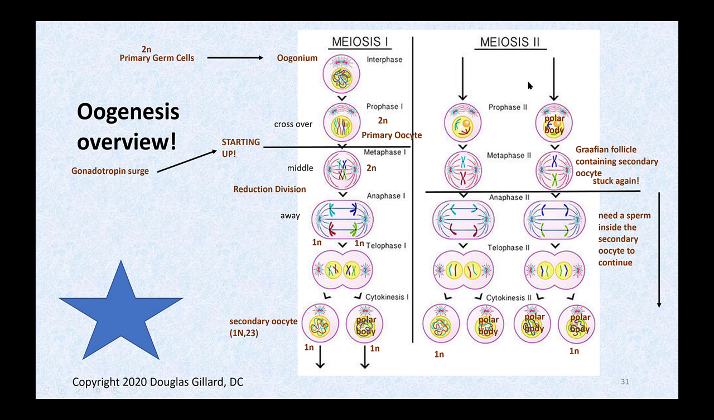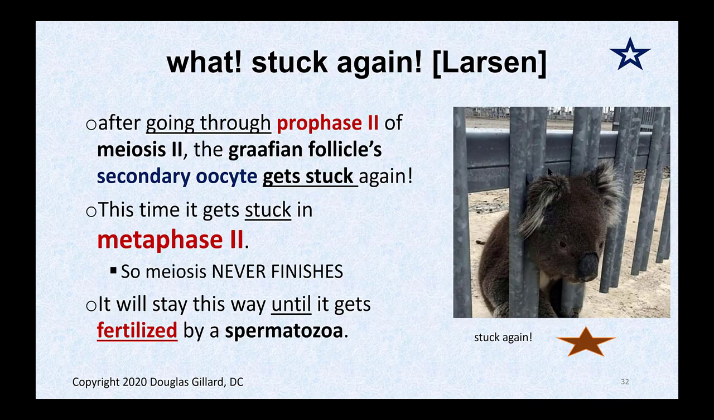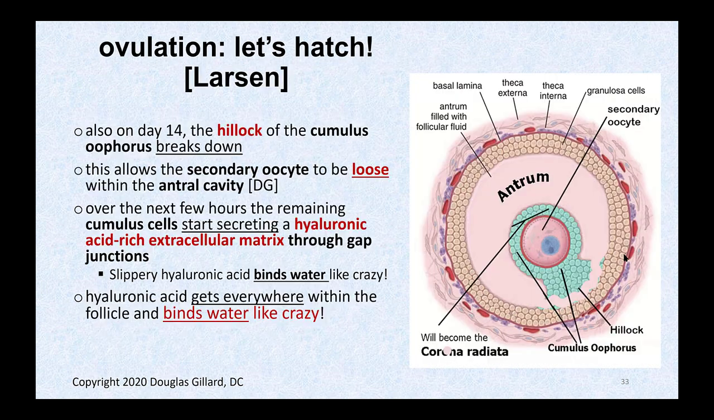We're gonna start prophase two, and this time we're gonna get stuck in metaphase two, again. But I got ahead of the slide, so yeah, stuck again. Koala bear's got his head stuck. So after going through prophase two, the graafian follicle's secondary oocyte gets stuck again, and we don't know why, but it does. But this time it doesn't get stuck in prophase. Remember, it got stuck in prophase one. Now the secondary oocyte gets stuck in metaphase two, and it never finishes, and it probably won't. The only time it'll ever finish meiosis two is if a sperm fertilizes it, which we'll look at next week.